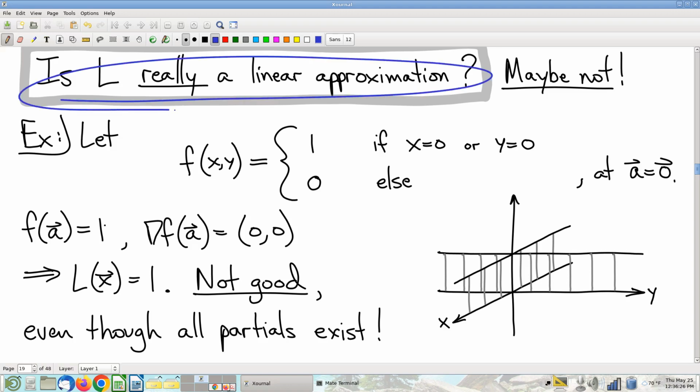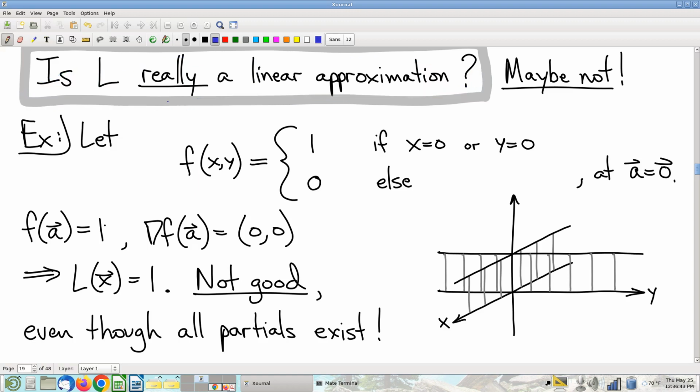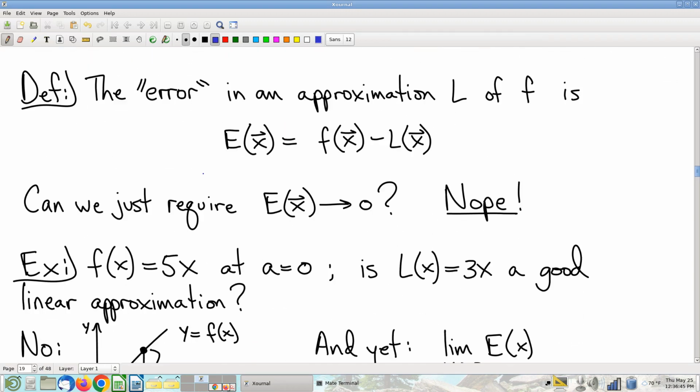Does a linear approximation exist? Or said differently, if I find a candidate linear approximation, how can I decide if it actually is? Or if there's this kind of garbage going on. So let me throw out a proposal, a reasonable first proposal.